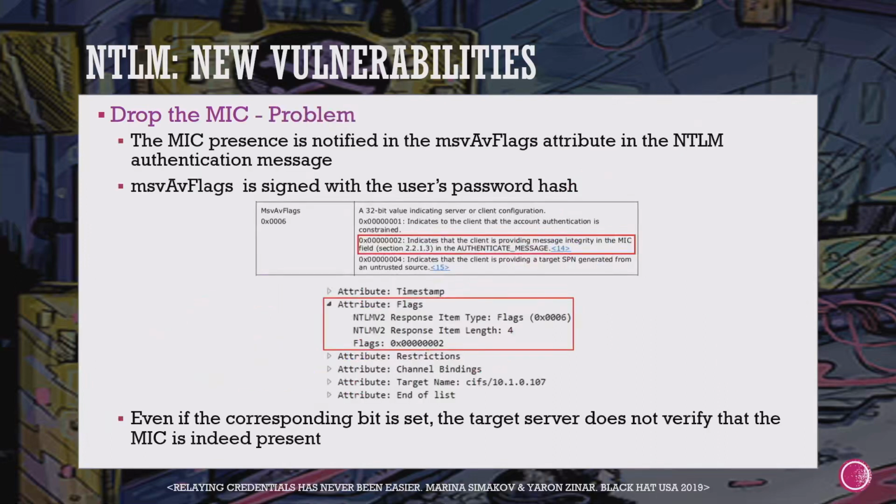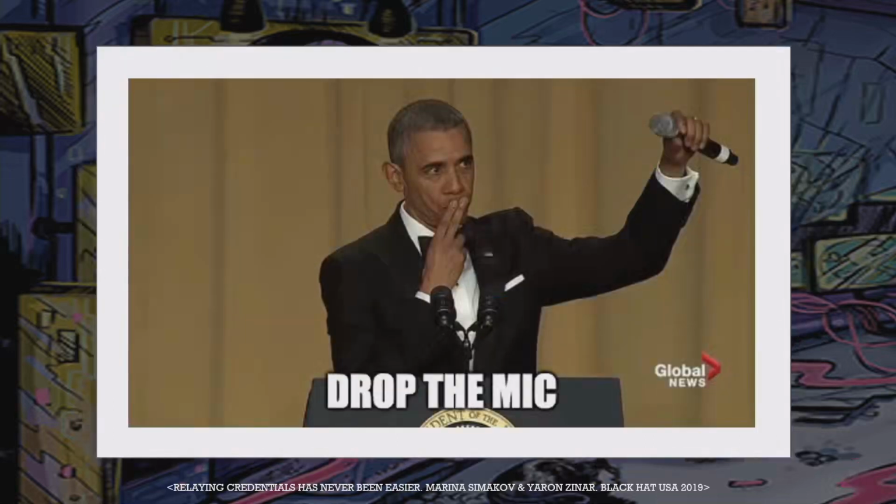Let's see why this is even possible. Turns out there is an AV pair called flags inside the last NTLM authenticate message, and if the second bit of this flags attribute is set, it means that the client is providing a MIC in the authenticate message. However, it doesn't matter what this flag states because the attack target, upon receiving such a message, doesn't validate that a MIC is present even if this flag is set. And this is exactly what allowed us to bypass this mitigation. So no one actually does the verification that if a client states that it provides a MIC, that it indeed provided a MIC. So we just dropped it from the message.